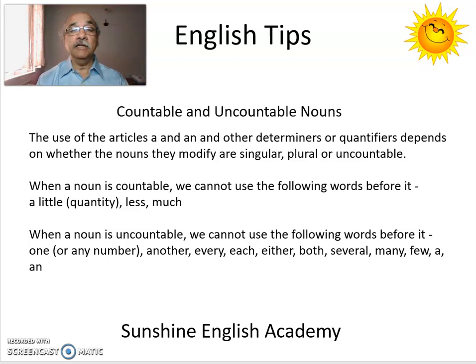When a noun is uncountable, we cannot use the following words before it: one or any other number, another, every, each, either, both, several, many, few, a, and an. So, for example, water is an uncountable noun, and we cannot say another water, every water, each water, etc.